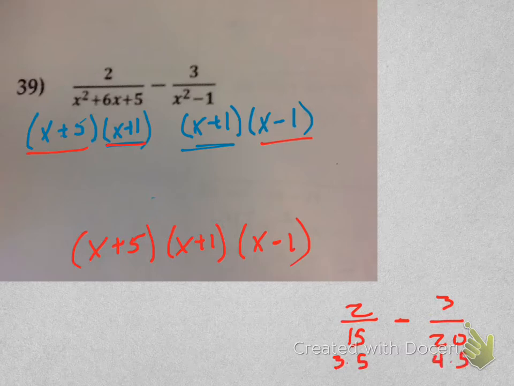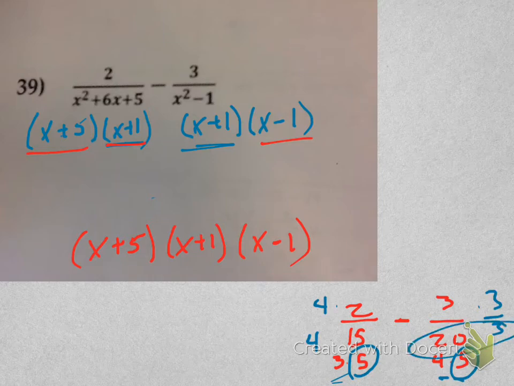So what do I need to multiply this top by over here? I don't need to multiply it by 20 because it already has a 5. I only have to multiply it by 4 on the top and the bottom. And what do I have to multiply this one by? It already has a 3 and a 5, so I only have to multiply it by 3 on the top and the bottom. The LCD is 60. 20 times 3 is 60. 4 times 15 is 60.